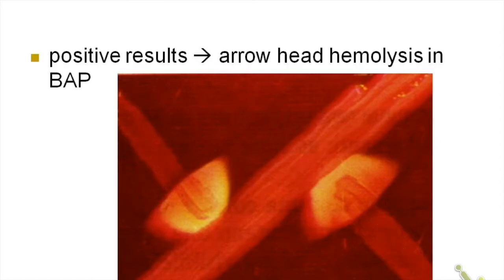Here's a CAMP test. So what you have here is an arrowhead hemolysis. Colonies of Staph aureus and colonies of Strep agalactiae, when they meet in the middle, will produce hemolysis that's shaped like an arrow. So that's arrowhead hemolysis, a positive reaction for the CAMP test.